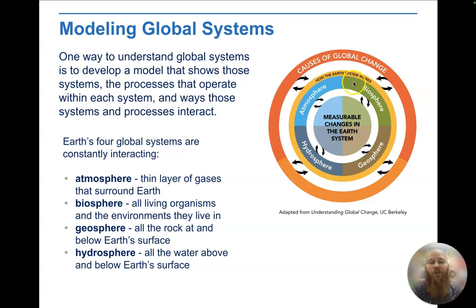So if we were to actually look within each of these categories and study the life that exists in each of those categories, that would also be a way that we can use this model. And then within that, we can also look at causes of global change. So there's some interaction at work here: you take the measurable changes, how the systems work, and if you understand those, then you can start to understand why global change that includes all of them is occurring as well.